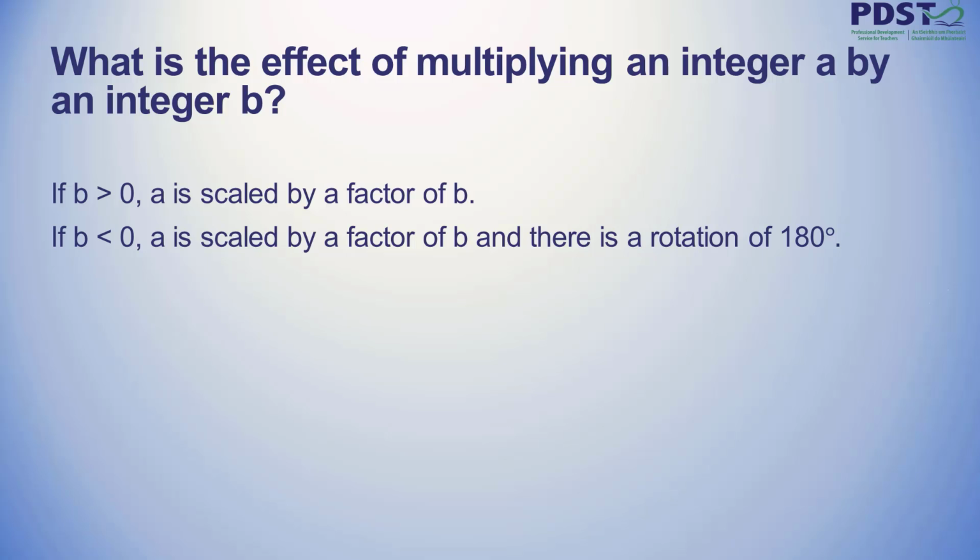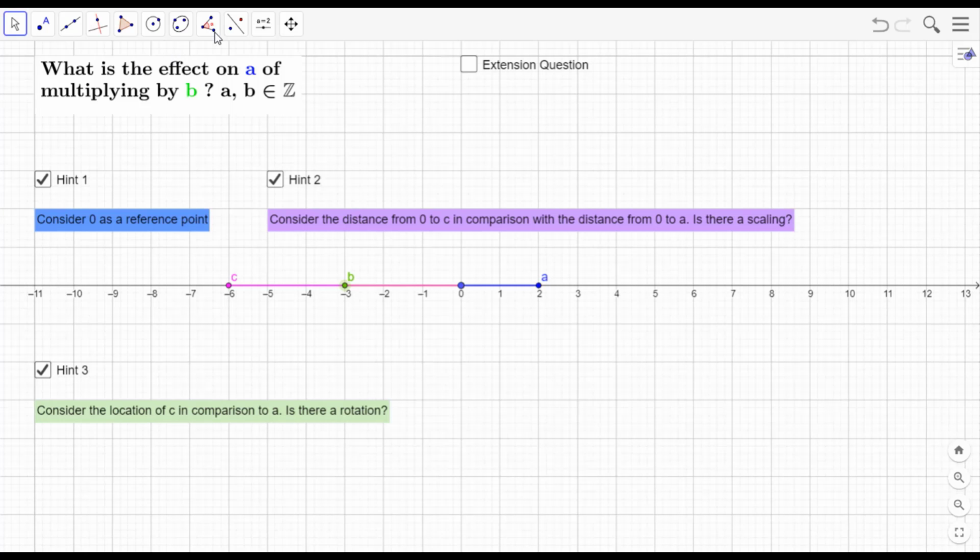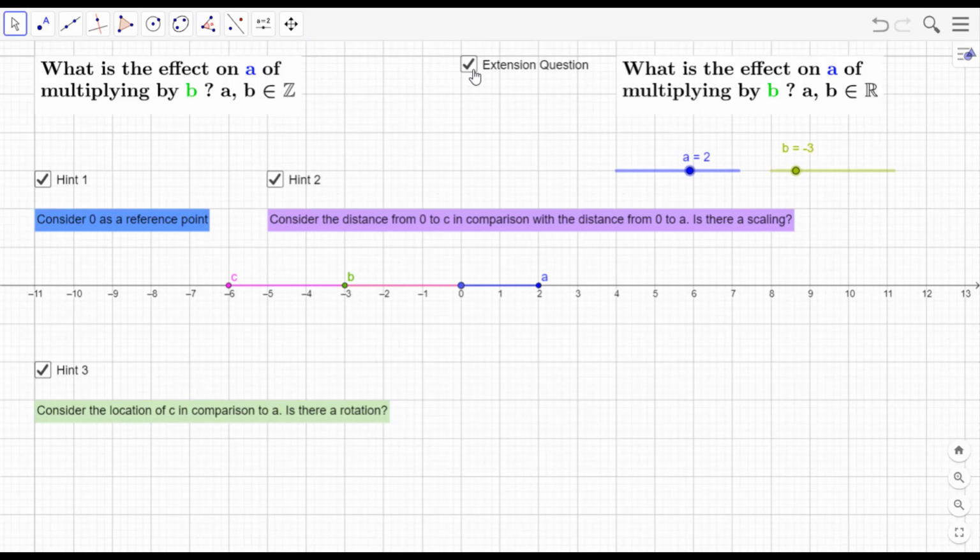What is the effect on an integer a of multiplying by an integer b? If b is positive, a is scaled by a factor of b and there is no rotation. If b is negative, a is scaled by a factor of b and there is a rotation of 180 degrees. To extend this learning, students could consider the extension question.